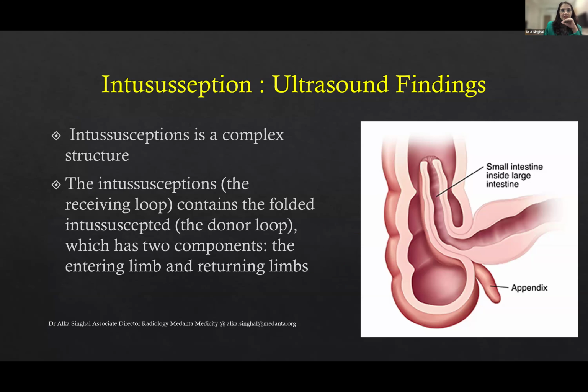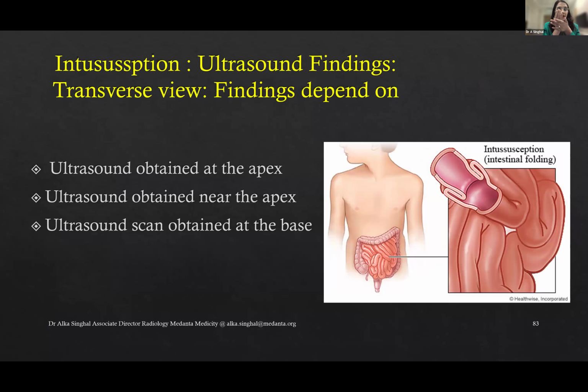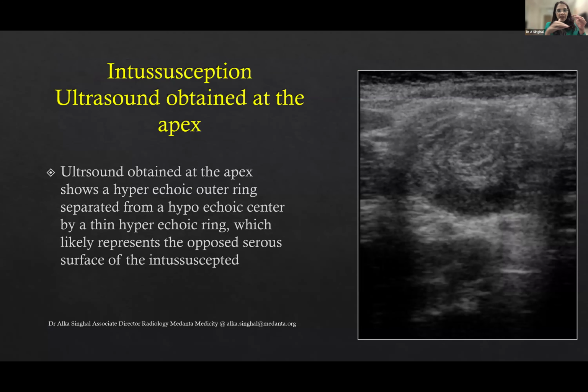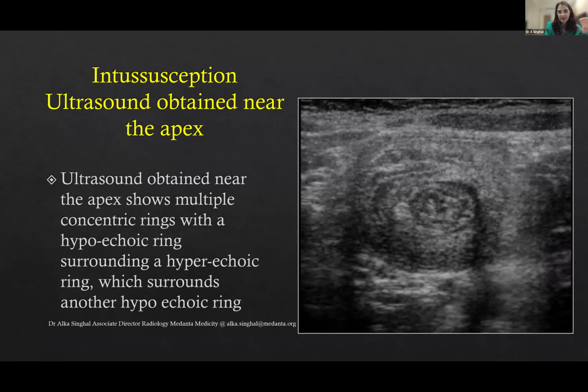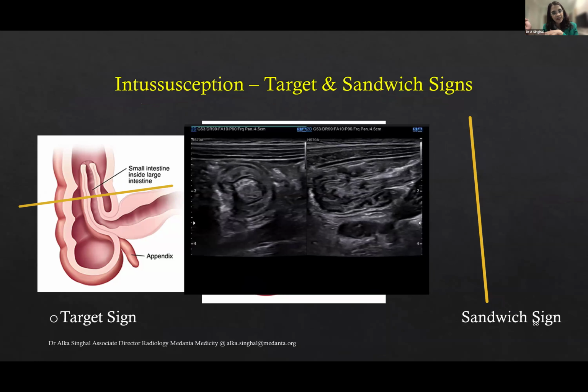Right? So this is how we see it, and of course, this is how it would look in a transverse section if you were to cut through the point where you have all the bowel loops. And accordingly, depending upon where we get the transverse section in the imaging, the findings will vary, whether the section has been obtained at the apex, near the base, or in the middle area. So at the base, you will find a hyperechoic ring, and classically, in a longitudinal scan, you'll see a sandwich sign, right?